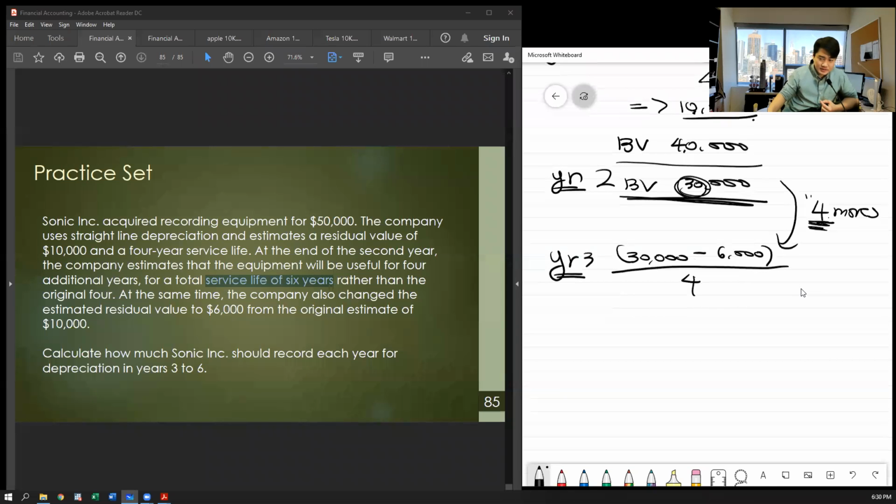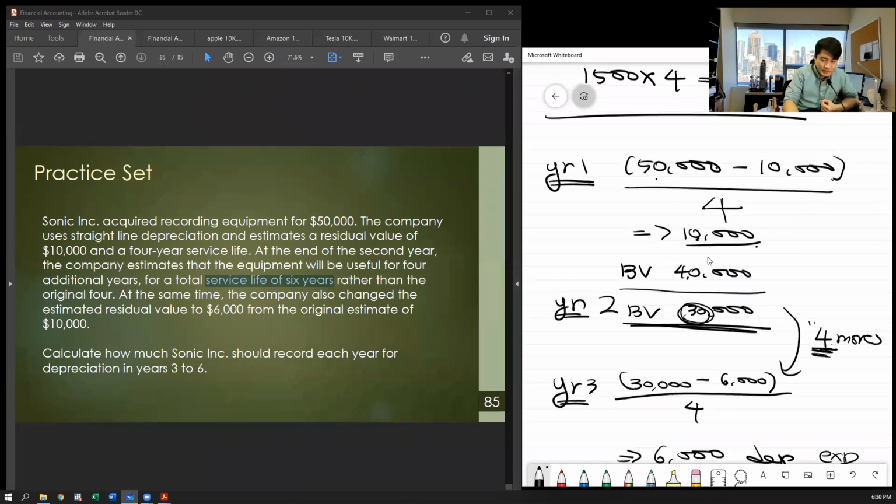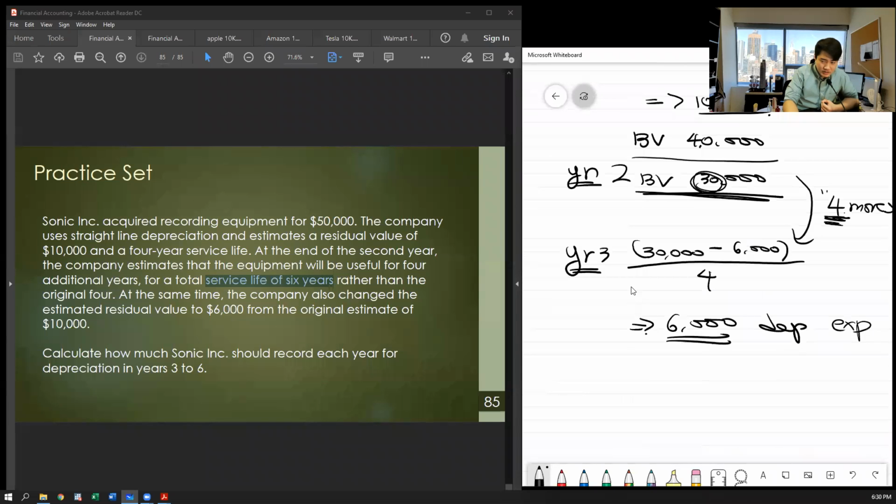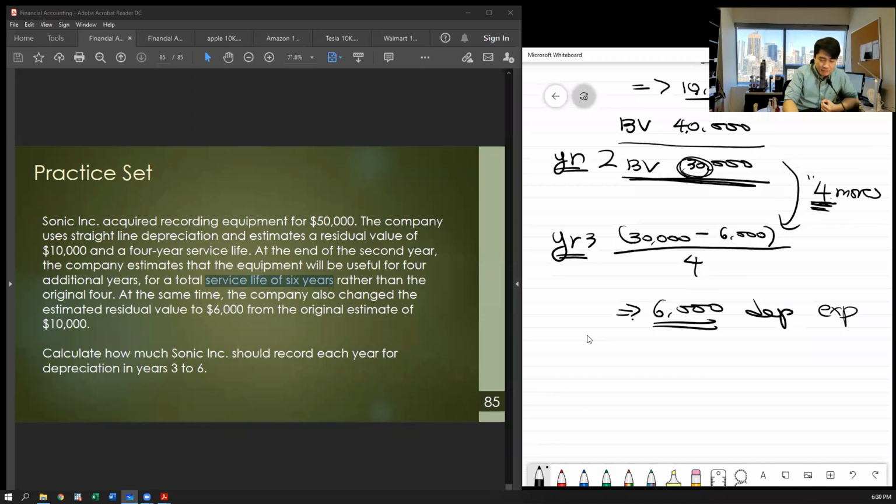So what that means is that the company will depreciate $6,000 a year. For year 1 and year 2, the company has been depreciating by $10,000. And because of the change in the estimates from year 3 to year 6, the company will depreciate only by $6,000.